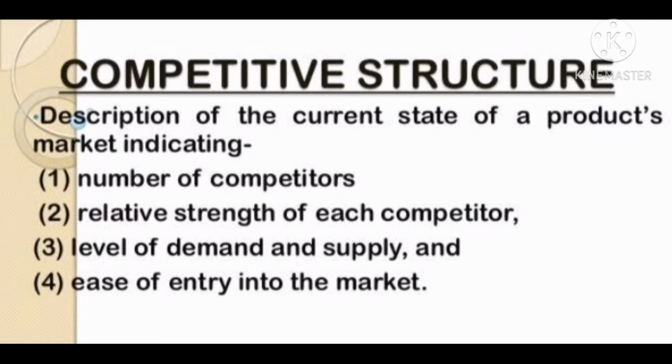Now, competition means what? There are so many companies under one industry. Suppose if you take the textile industry, you have so many competitors like Raymond's, Louis Philippe, Peter England, like that. So, the competition is more. Now, here is a description of the current state of the product market, indicating how many competitors there are in one particular industry, the relative strength of each competitor, that is how well they compete with each other and what their status is. For example, some products are very high, very profit making, and their branches will be expanded a lot. No one else can compete with them.